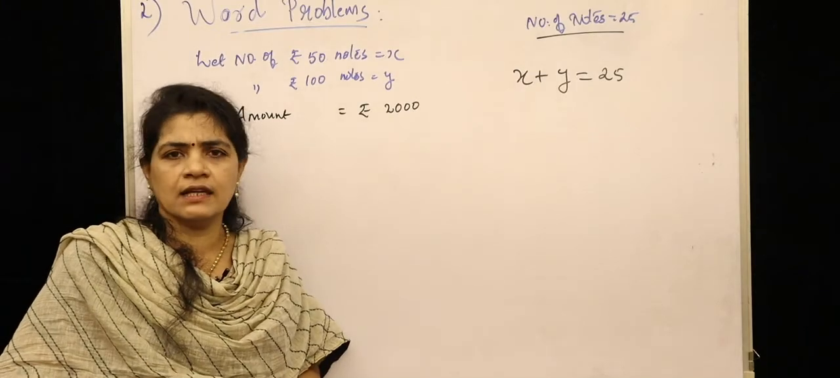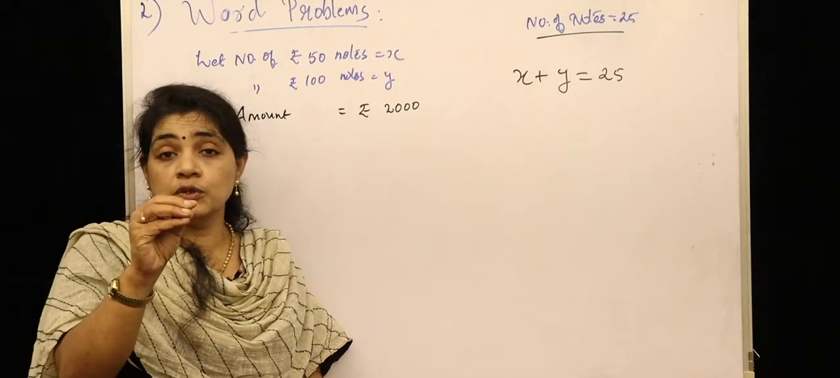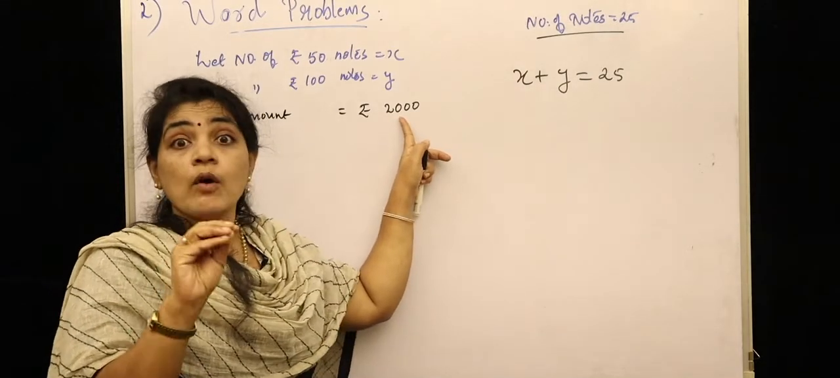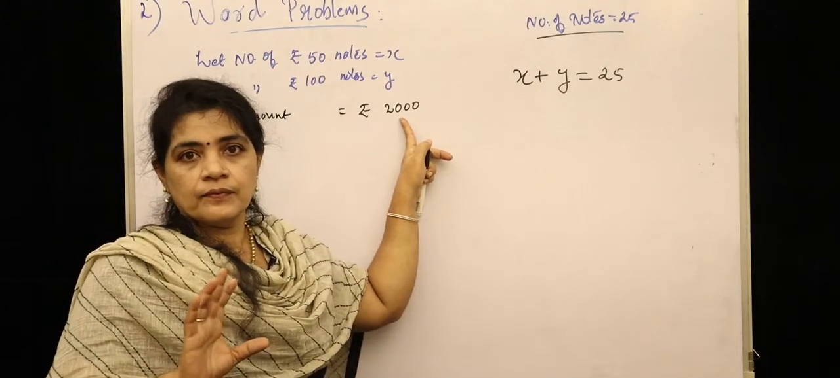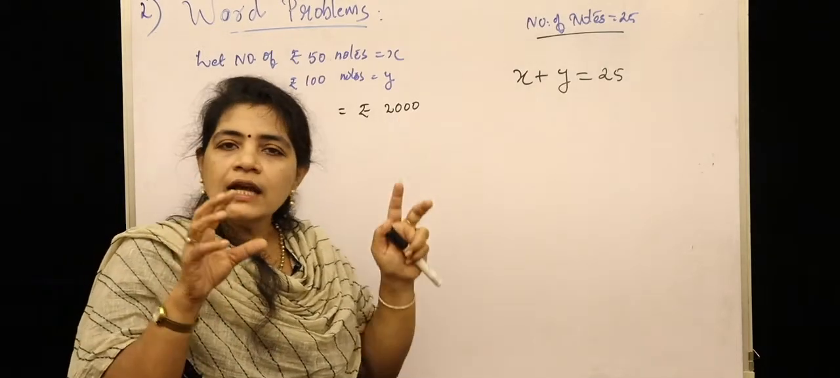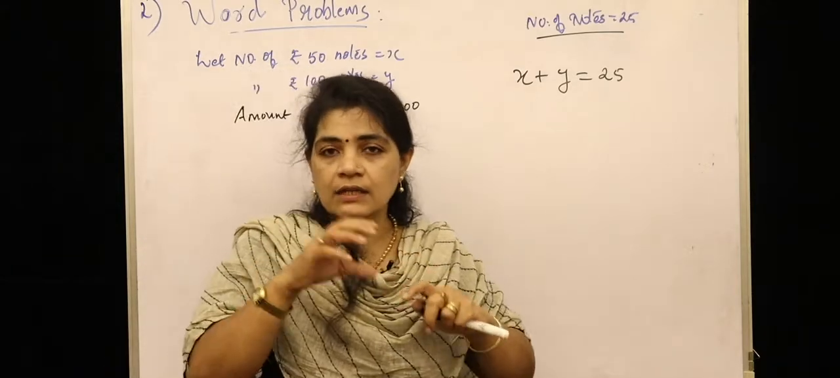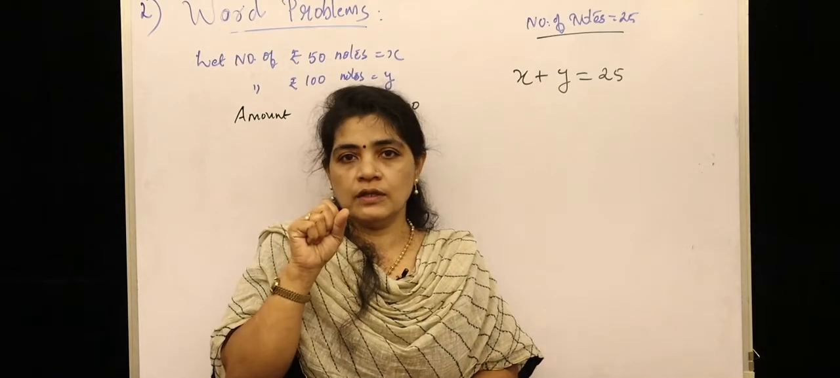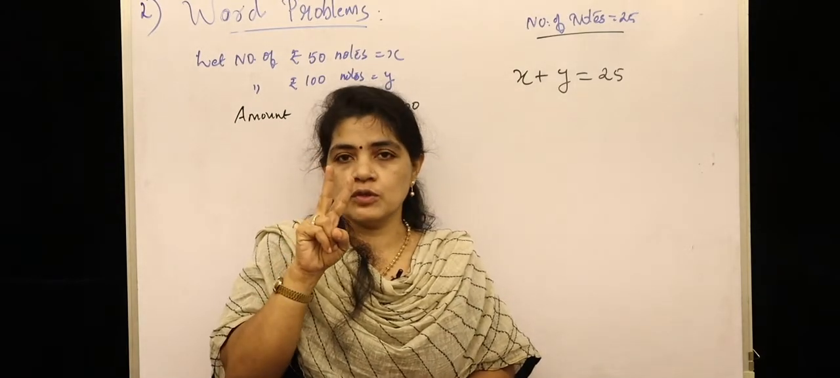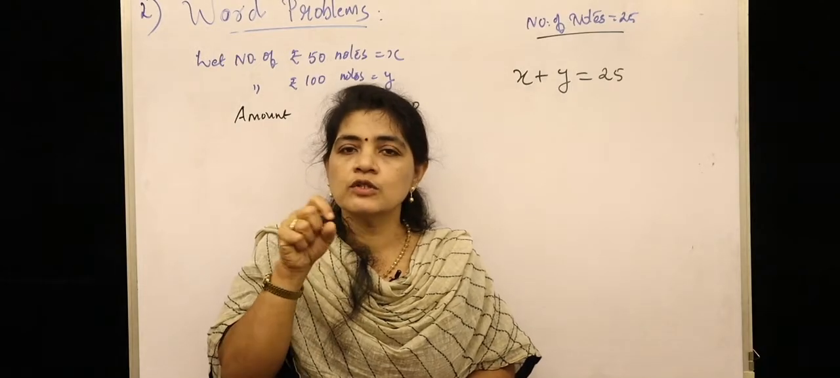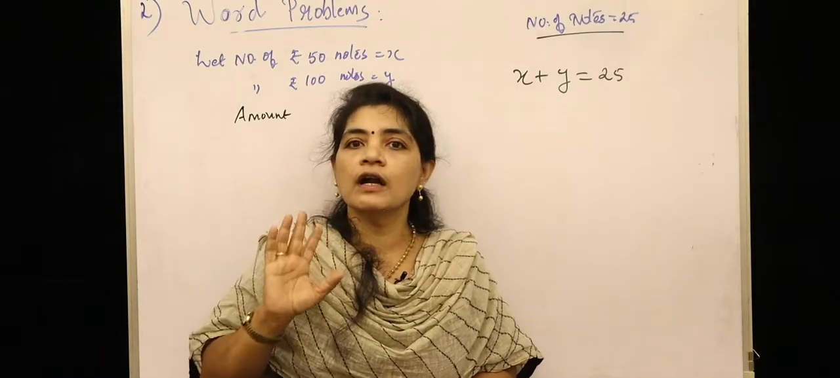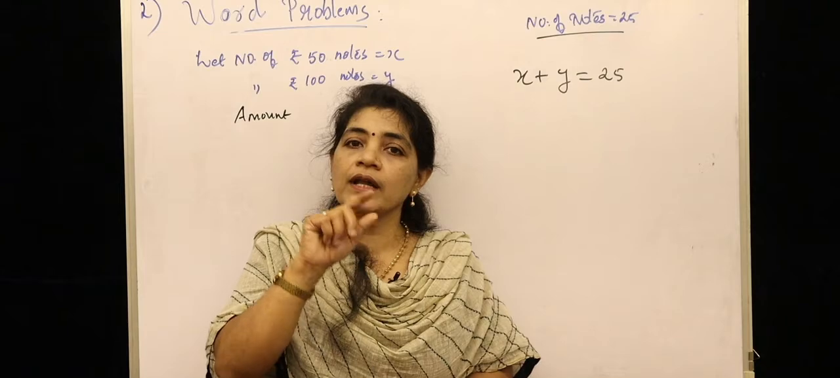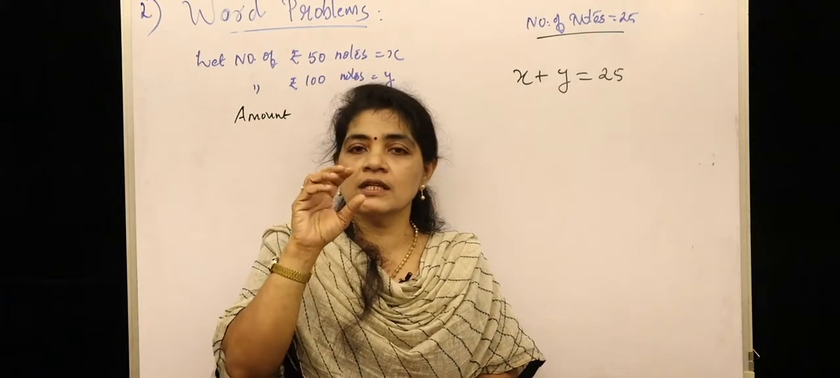So how can we easily formulate the first equation? That is 25. What is 25? The sum of the notes, the sum of 50 rupees notes and 100 rupees notes. That is x plus y. Since the number of notes is 25, x plus y is equal to 25. And how can we formulate the second equation? What is this 2,000? We get the second equation from the amount withdrawn, that is 2,000.